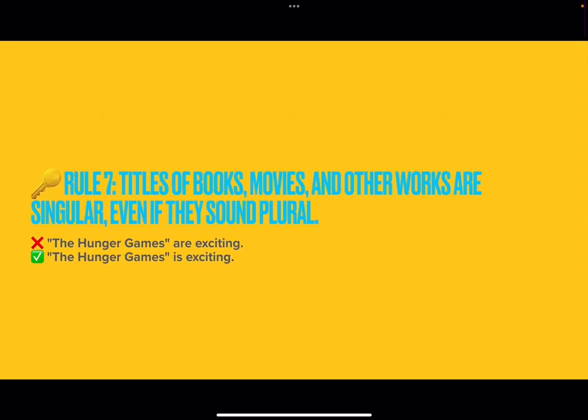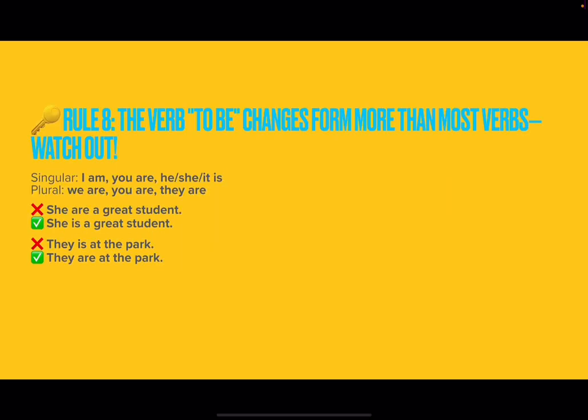This example is speaking directly to books and movies, their titles. The title is speaking of one singular entity, this one movie. So while games is a plural word, it's a title. The Hunger Games is a singular movie. The verb to be changes more than other verbs, so keep an eye out for that.